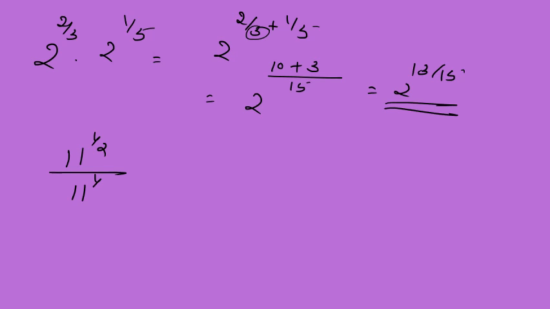11 raised to 1 by 2 by 11 raised to 1 by 4. 1 by 2 minus 1 by 4. LCM is 4. Here 2 minus 1. 11 raised to 1 by 4.